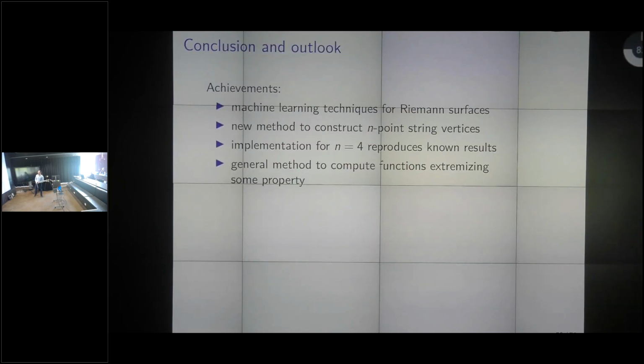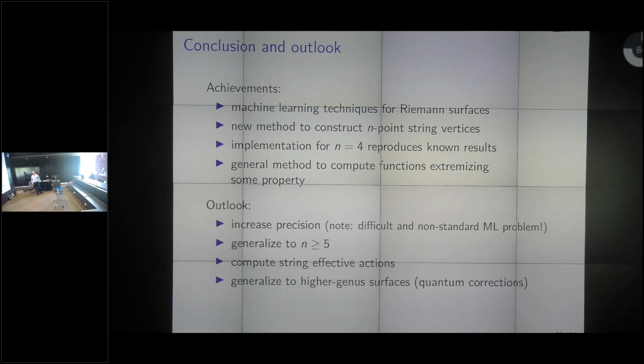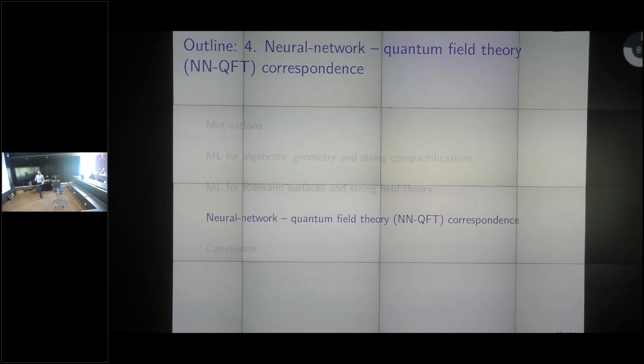To summarize this part, we developed a machine learning technique for Riemann surfaces. We provided a new method to construct n-point string vertices, and we think that our method will scale higher than the previous ones. Okay, so we need to improve precision, generalize to higher n-point functions, and also use this to compute the string effective action. Given time, I will just skip most of this part.